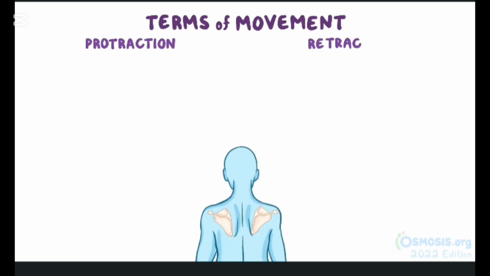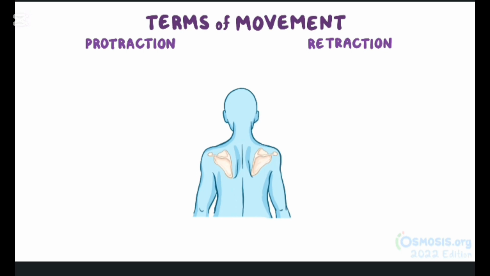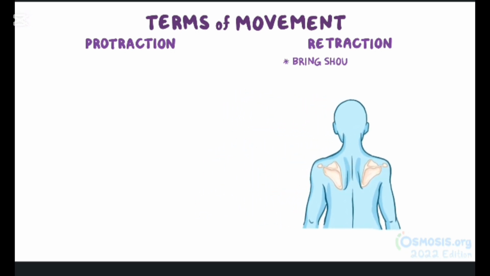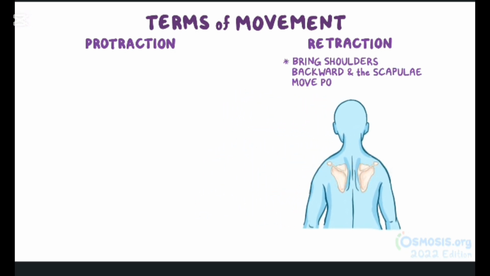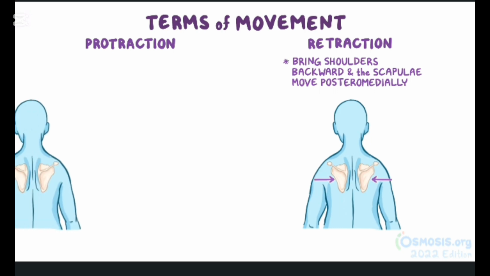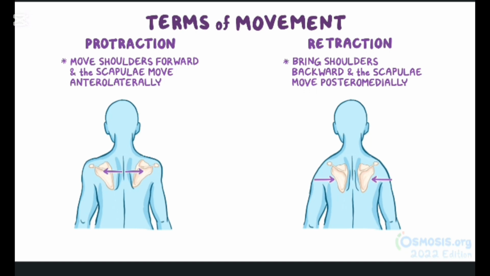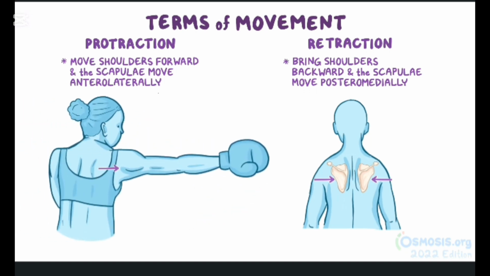Protraction and retraction are very similar, but refer to the anterolateral or posteromedial movements of the shoulder blades or scapulae on the posterior chest wall. Retraction is when you bring your shoulders backwards and the scapulae move posteromedially. Protraction is when you move the shoulders forward and the scapulae move anterolaterally along the chest wall. For example, a boxer is protracting when punching.